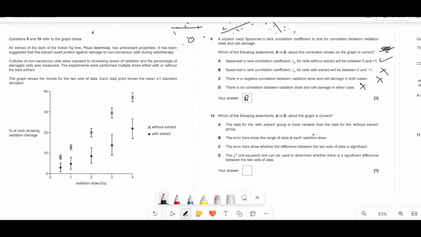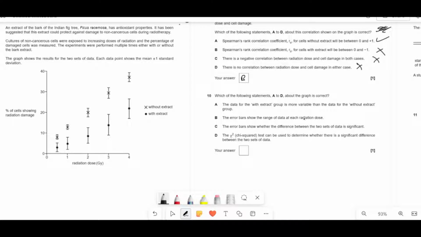Next it says, which of the following statements is correct? So the data with the extract group is more variable than without the group. What that means is the variability is just how much spread you have around the mean. Ideally, a perfect result would be that there's no spread around the mean. Whereas here, you can see there's the mean result, but some are higher, some are lower, right? And the range is from about 35 to 40.